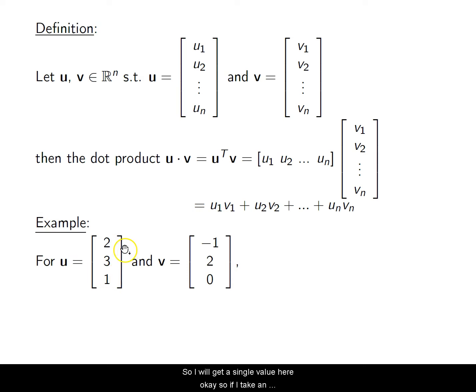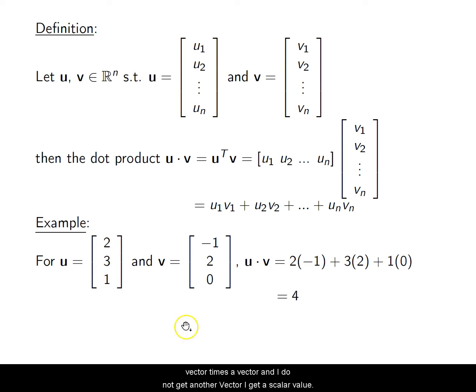So if I take an example in R3, very, very standard, I take this vector and I want to multiply it by this vector. I'm really just going to multiply their components together and then add that up as a sum, okay? So u dot v is 2 times -1 plus 3 times 2 plus 1 times 0, or -2 plus 6, which should get me 4. Okay, so again, I take a vector times a vector, and I do not get another vector, I get a scalar value. When I add vectors and subtract them, I get a new vector. When I multiply them, I get a scalar.